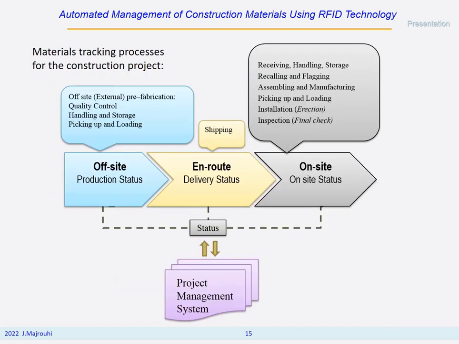Materials tracking processes for the construction project have three steps. In the first step, offsite prefabrication, we need quality control, handling and storage, and picking up and loading the material. Then we need to ship the material to the construction site, and on site we have different tasks: receiving, handling and storage, recalling and flagging, assembling and manufacturing, picking up and loading, installation and inspection. And during all of these three steps, we have to report the status to the project management system.